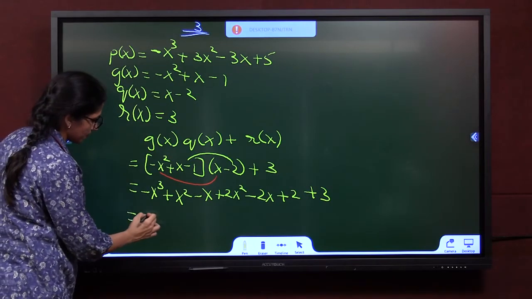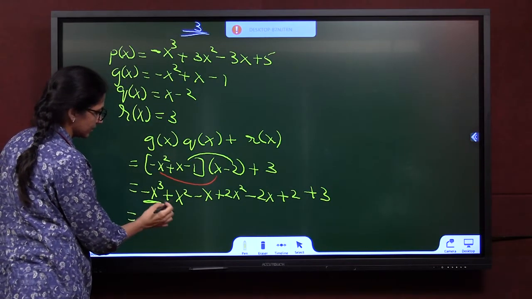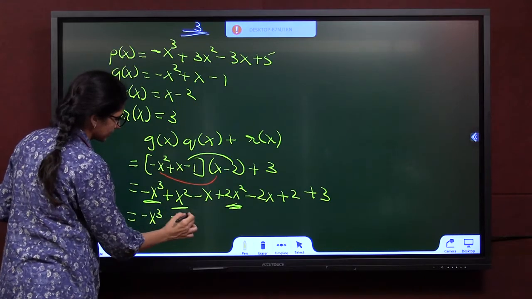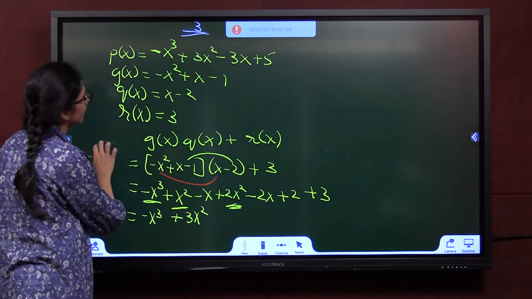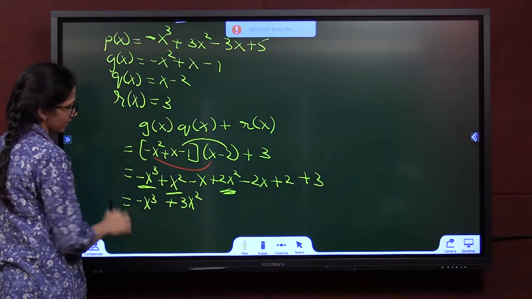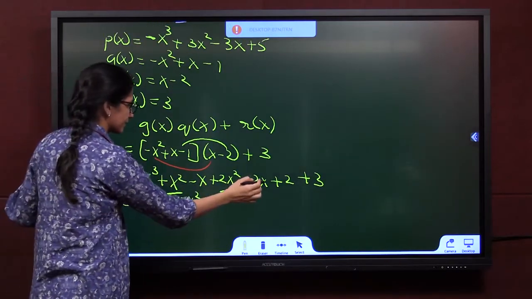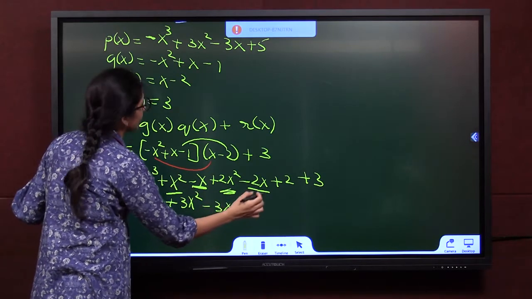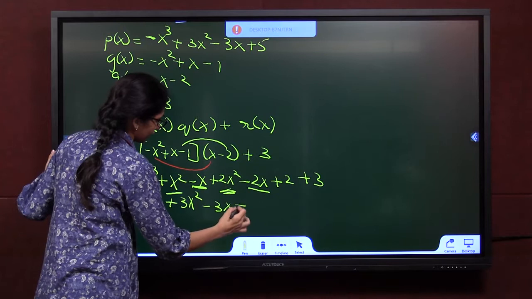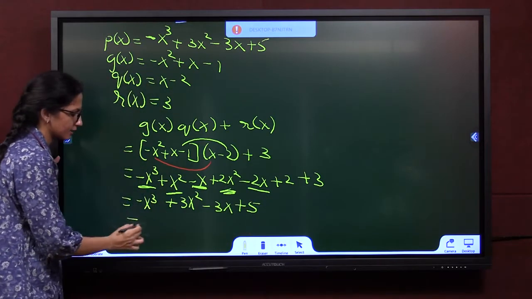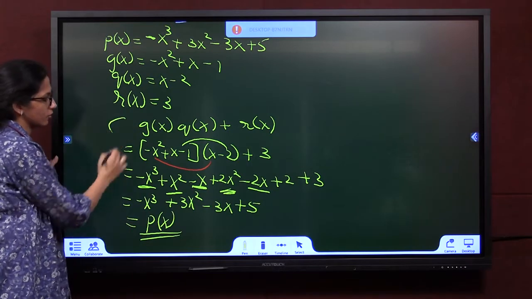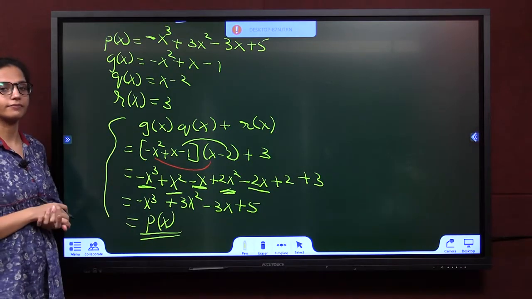What happens now? Minus x cube. This is done. X square plus 2x square plus 3x square. Minus x minus 2x minus 3x. 2 plus 3, 5. You can see this is nothing but P of x. Hence, the division algorithm is verified.